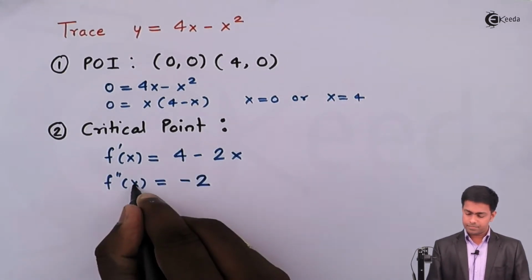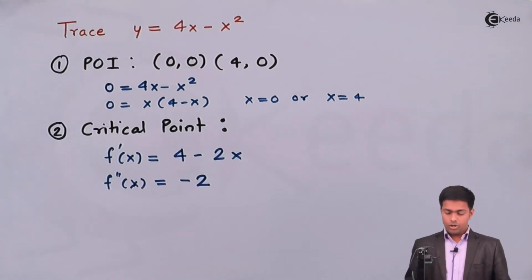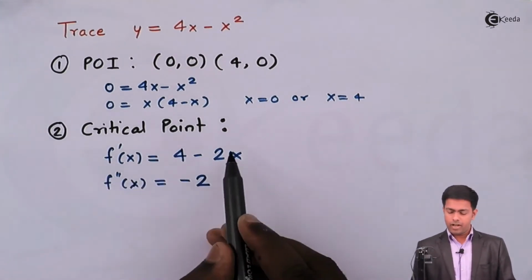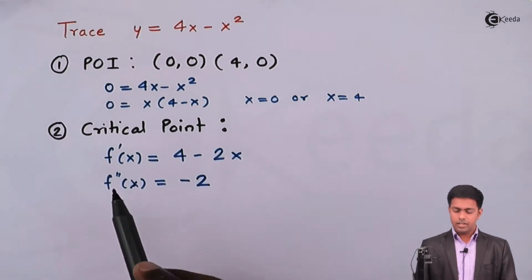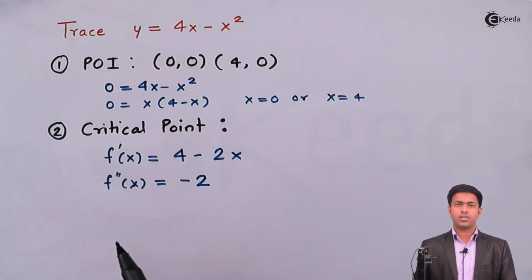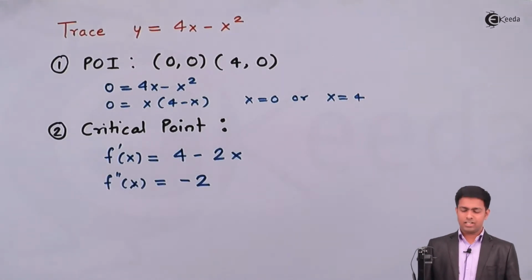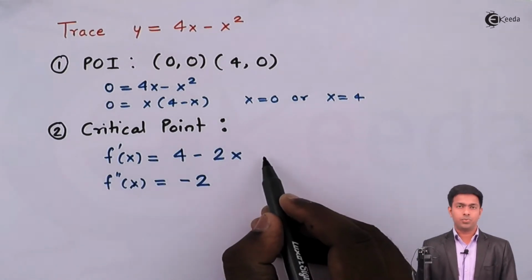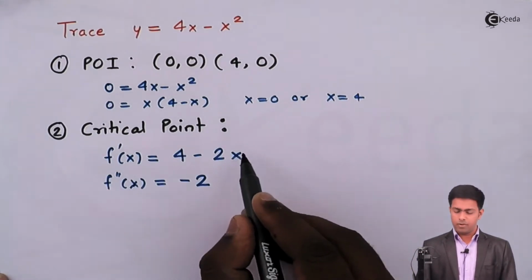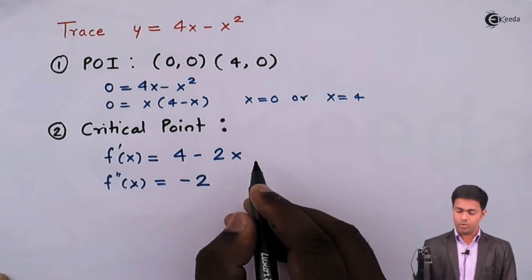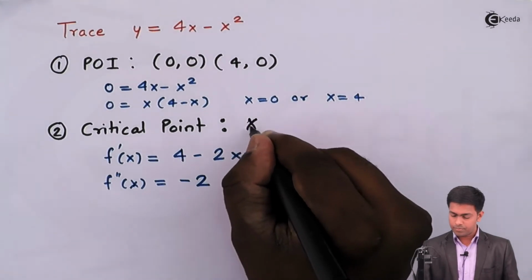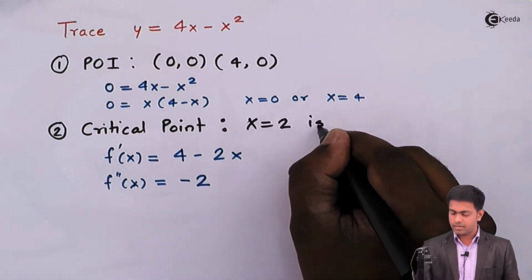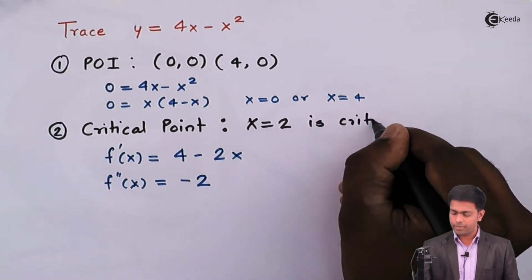Now guys, to get the critical point the value must be 0. Can you tell me the point at which the value of f dash of x will be 0? Yes, that point is 2. When x is 2, this will be 4 minus 4, that is 0. So here I'll say that x equal to 2 is the critical point.